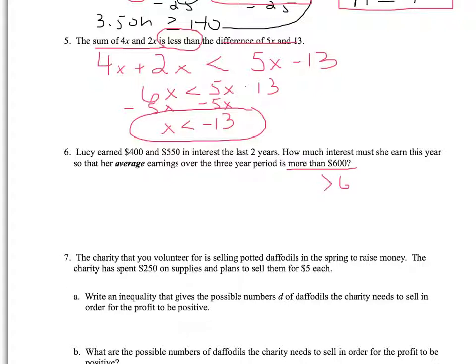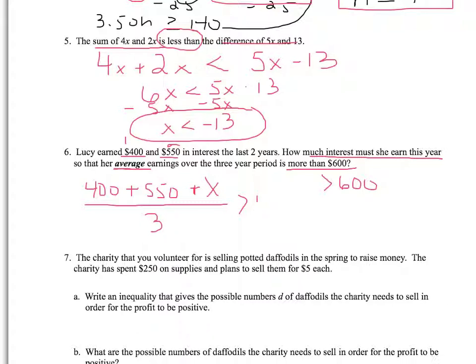So greater than 600. Okay, so in the last 2 years, she made 400 in 1 year and 550 in the other. So she wants to know how much she has to earn this year. So 400 would be year 1, year 2 is 550, and year 3 is x because we're not sure. Remember that when we want to find average, that means we're finding the mean. So we'd add up all 3 years and divide by how many there are, which is 3. I know that I want this to be greater than 600. I want my interest to be more than 600.